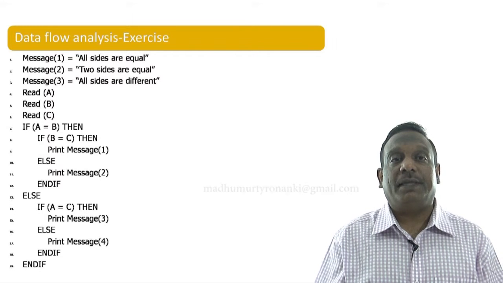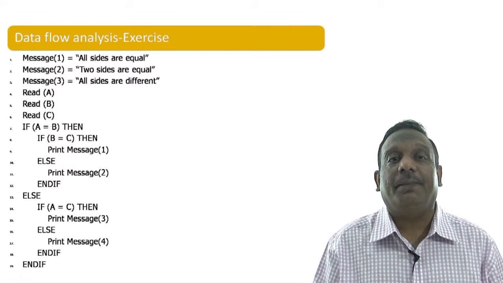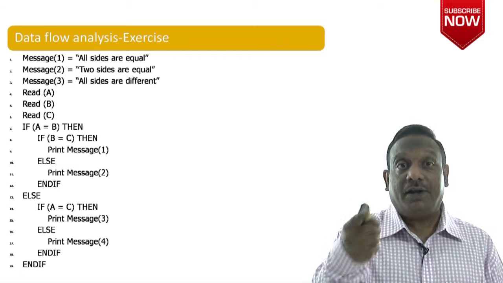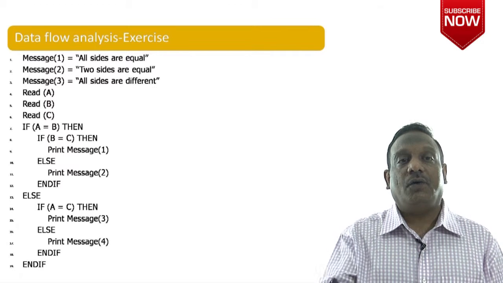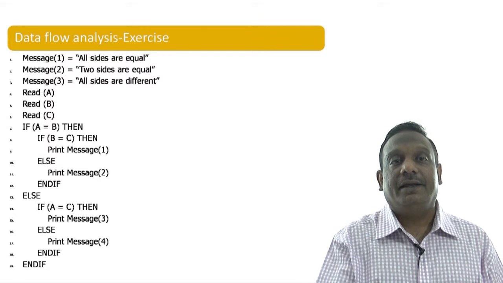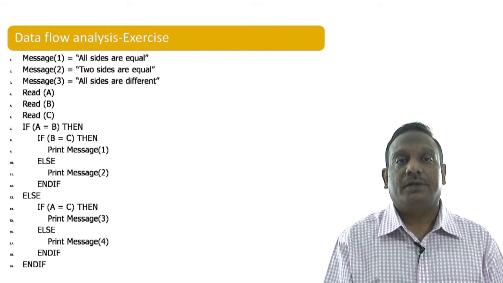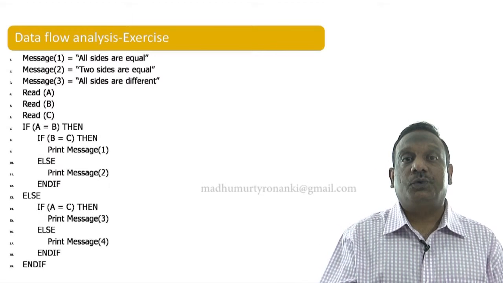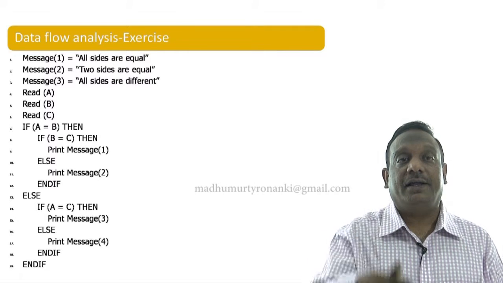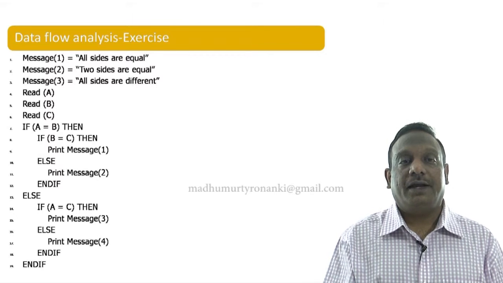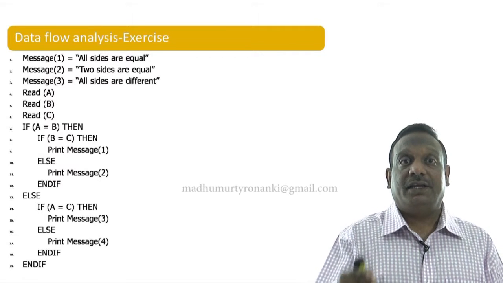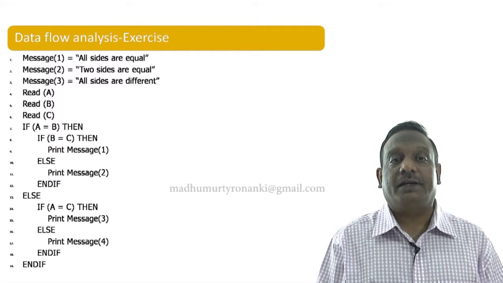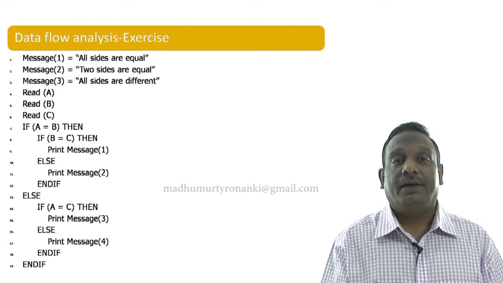Now let us look at the program. What is happening to message 1? In line number 9, message 1 is being used. On line number 1 it is being defined, and now in line number 9 it is being used. In line number 11, message 2 is being used. It was defined in line number 2. And similarly, message 3 has been defined at line 3 and is being used at line number 15.